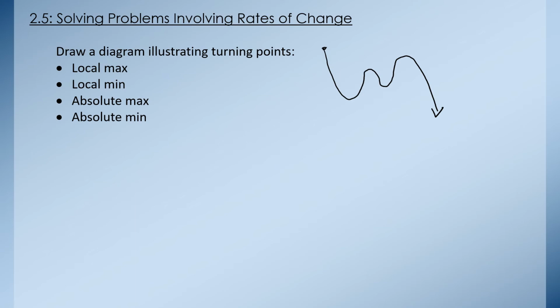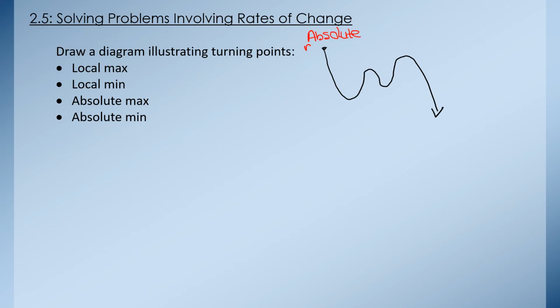Okay. Local max is the first thing on my bullet list. So we've got local max and absolute max. The difference is absolute max means absolutely the very highest value that your curve or your function has, and that would be right here. This is the highest it gets to. It comes up and down here, but it never gets higher than that. So that point right there is the absolute maximum of the graph.